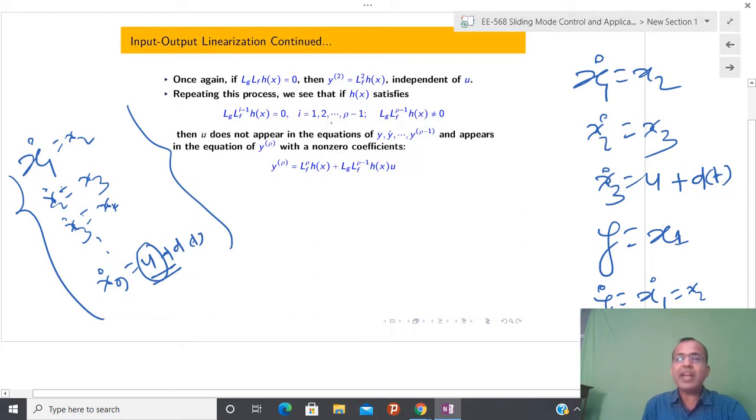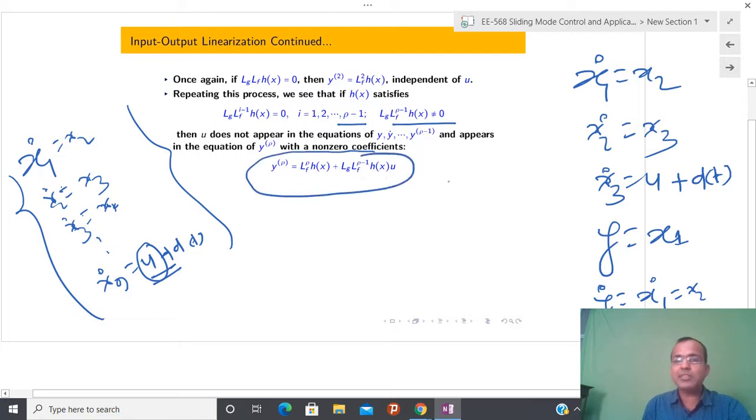What I am going to say is that if I differentiate up to rho minus 1 times, every time, rho times, not rho minus 1 times, rho times, then we found that up to rho minus 1 times this particular quantity becomes 0, and once I come to rho times, this particular quantity becomes non-zero, and due to that this relation comes into the picture.